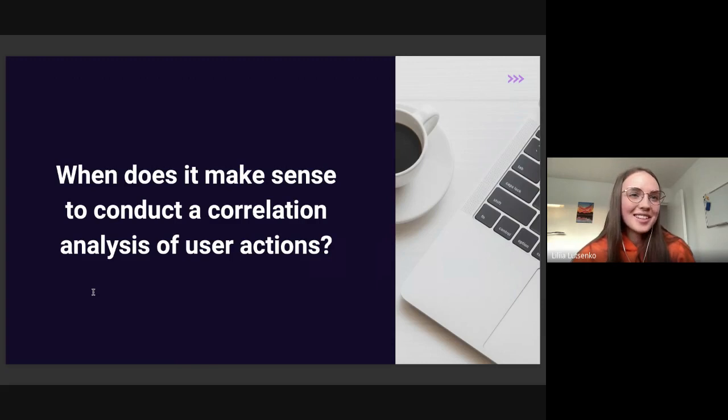And there is one last section. Actually, it stems from the question: when does it make sense to conduct correlation analysis of user actions? Separate thanks to the author of this question. This one made me think for a way longer time than I was supposed to, but this is a really interesting one.